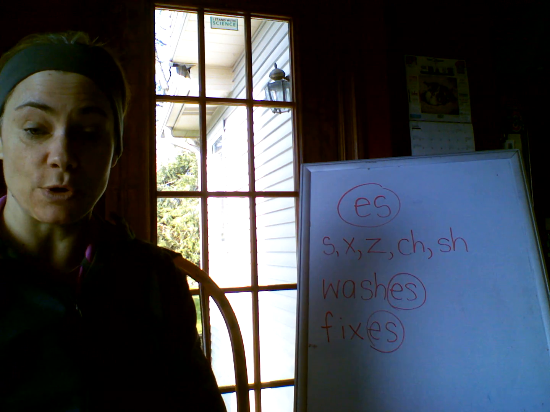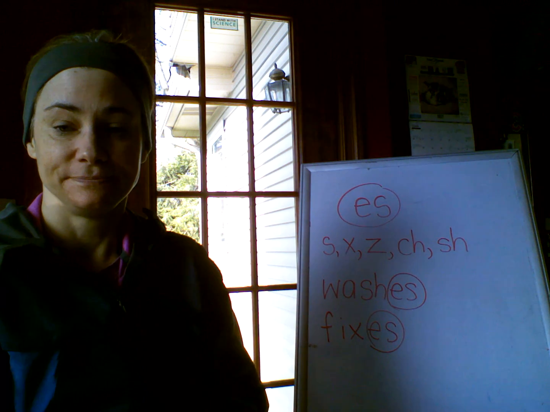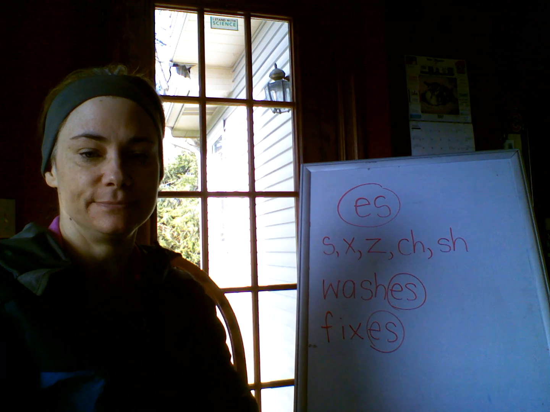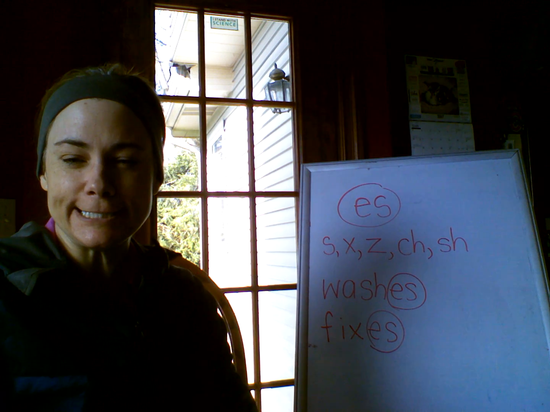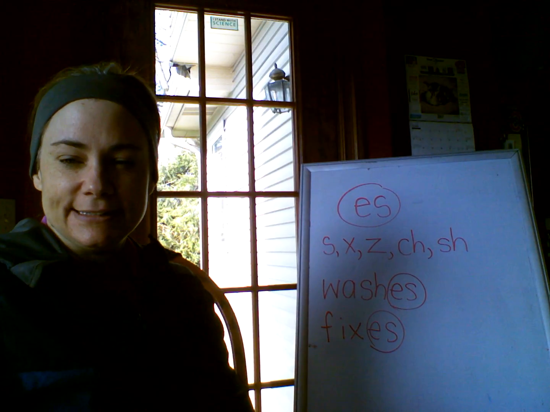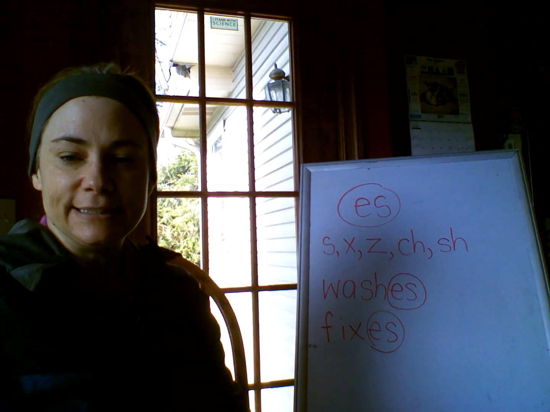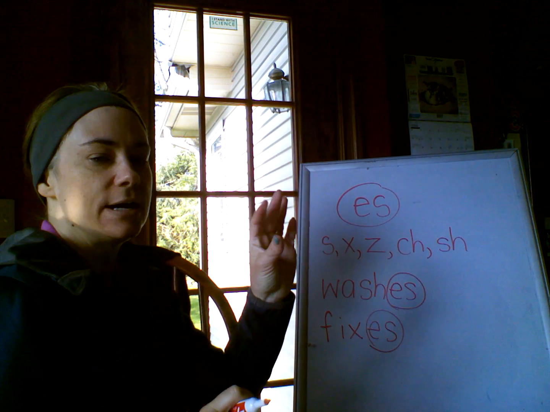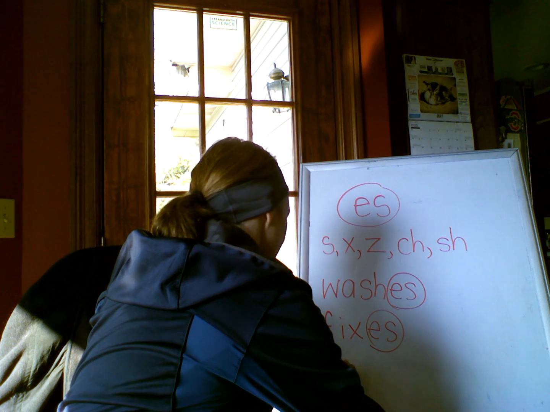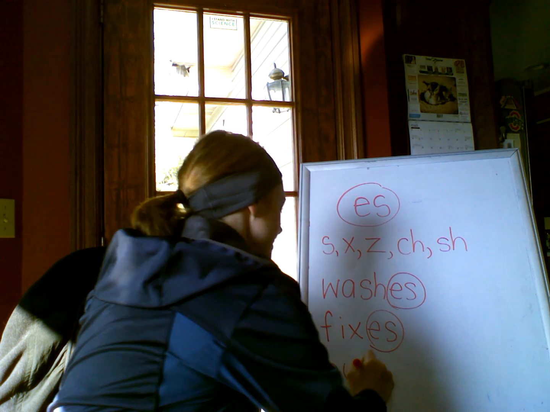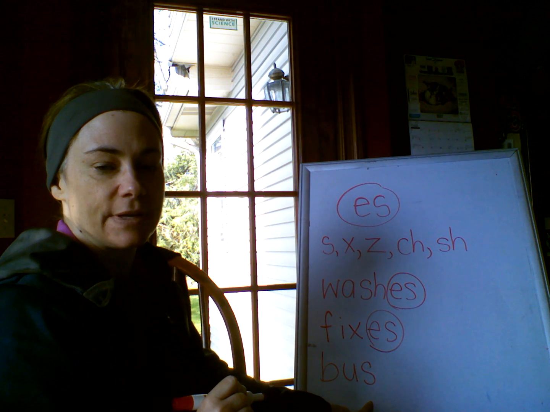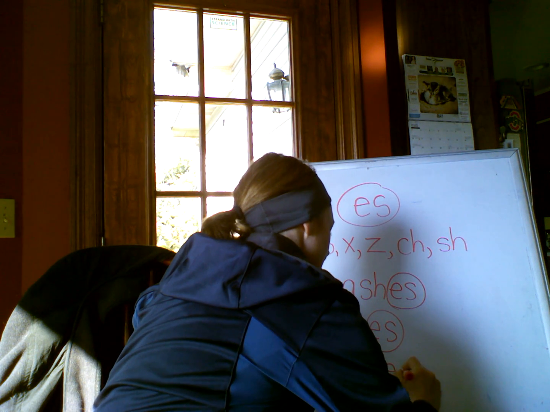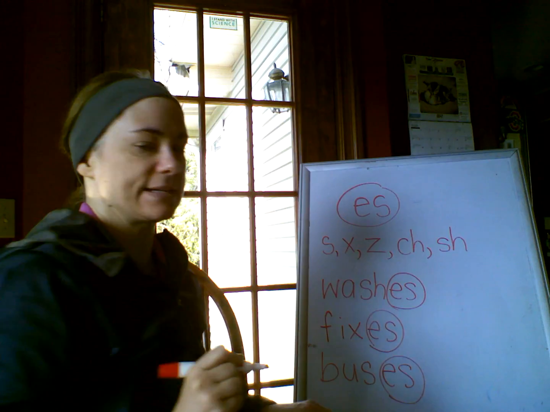All right, we're going to do one more. Okay. I would like you to write the word, let's see, I did an SH, I did an X. Let's do an S. Let's see. Let's do bus. All right? B-us. If we're talking about more than one bus, it becomes buses. And go ahead and circle that suffix.